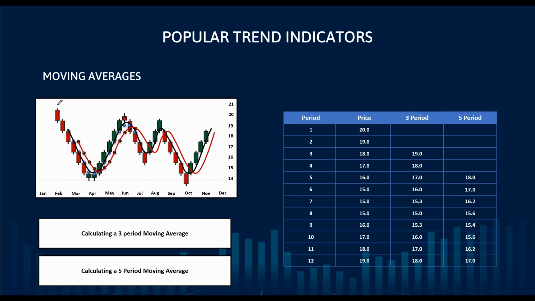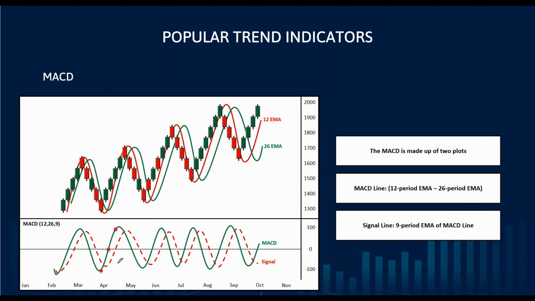And as for the MACD, if the MACD is above 0, it means that we are in a bullish environment. There is a build-up of bullish momentum in the markets. When both the MACD and the signal line are below 0, it means there is a build-up of bearish momentum. We are in a bearish environment.